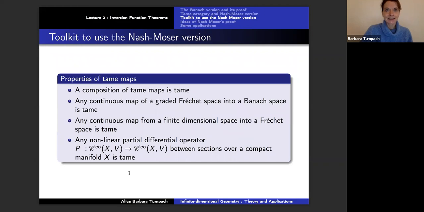Before giving some ideas of the proof, I have 2 minutes, but I know I will be late. I want to give you a toolkit for using this theorem. So, properties of Tame maps. The composition of Tame maps is Tame. A continuous map of some graded Fréchet space into a Banach space is Tame. Any continuous map from a finite dimensional space into a Fréchet space is Tame. Any nonlinear partial differential equation operator is Tame between the smooth sections of a compact manifold.